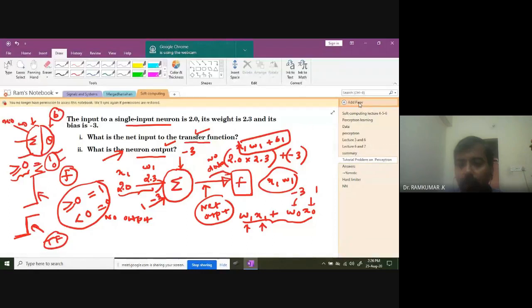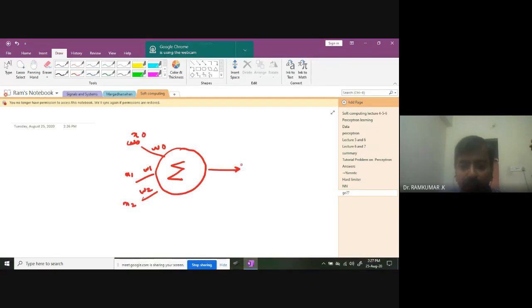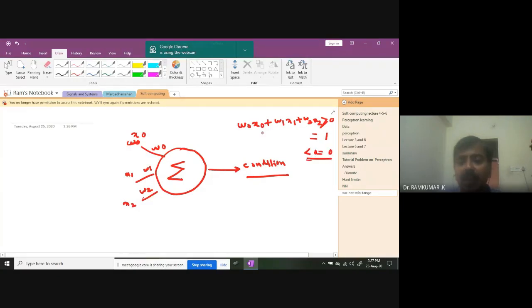So in the case of the perceptron network, we are trying to discuss something like this. We take the summation of all the inputs: X0, W0, X1, W1, X2, W2. We take all these and then we check for a condition. What is the condition there? Remember, the thresholding condition: W0 x0 plus W1 x1 plus W2 x2 should be greater than or equal to 0. If it is greater than or equal to 0, the output is 1. If it is less than 0, the output is 0. This is the condition we define.